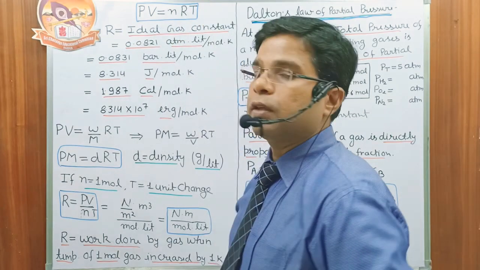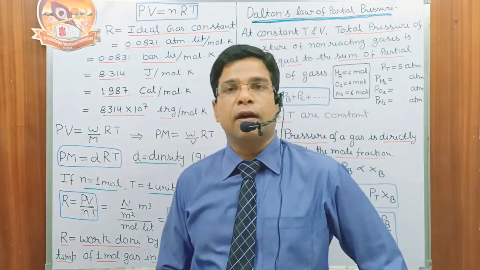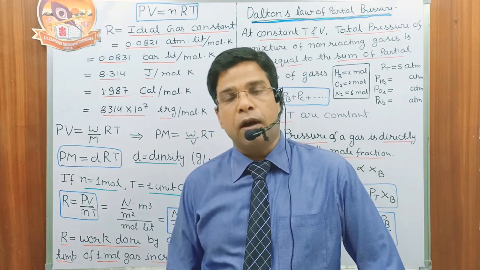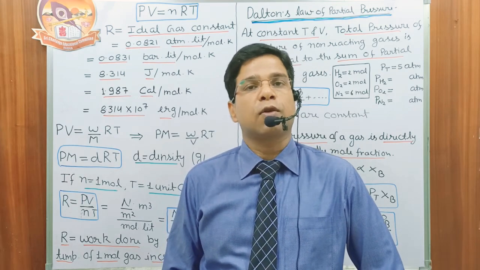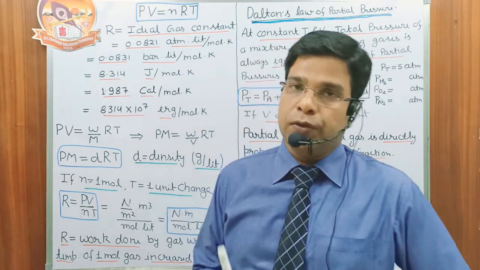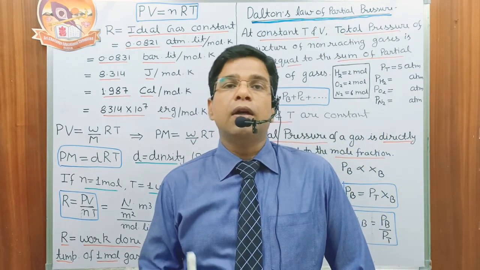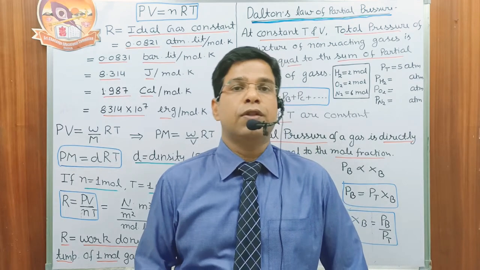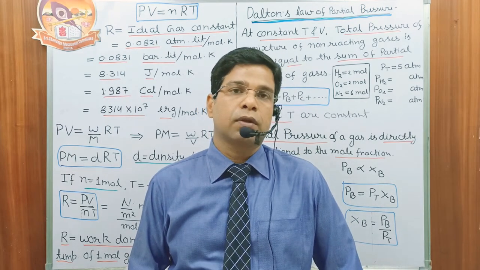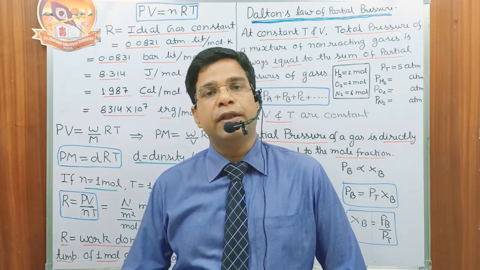PV is equal to nRT. It is known as the ideal gas equation, where R is the universal gas constant, or it is called the ideal gas constant. The value of R depends upon the unit which we use for the calculation. It has a different value in different units.